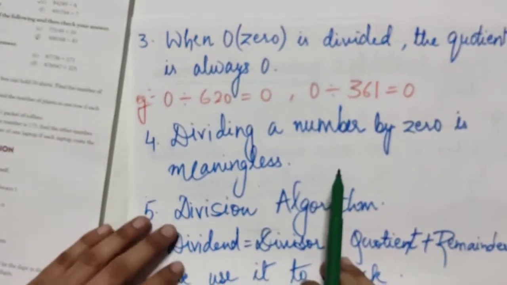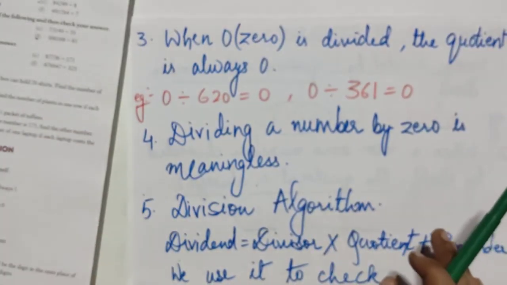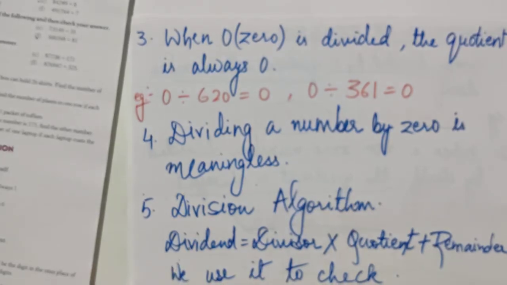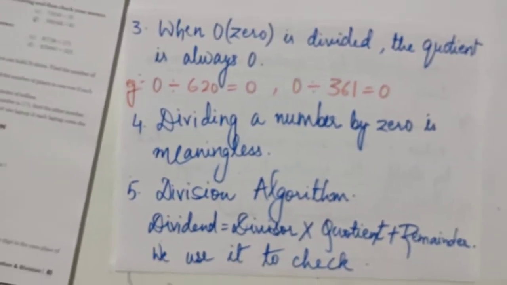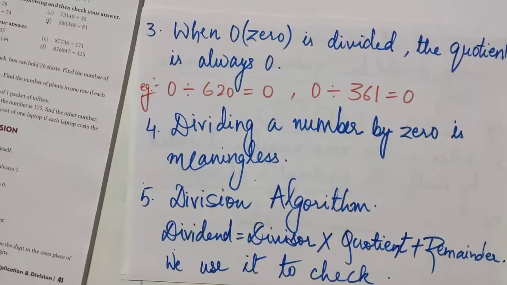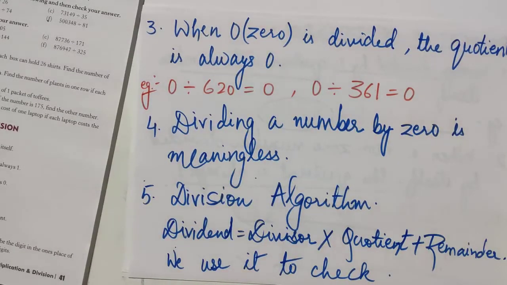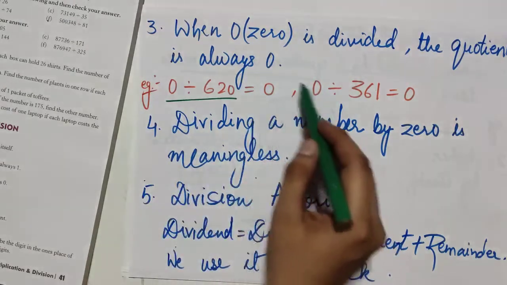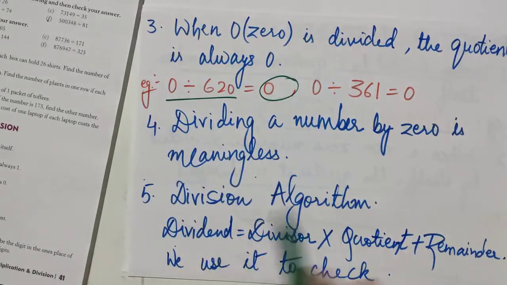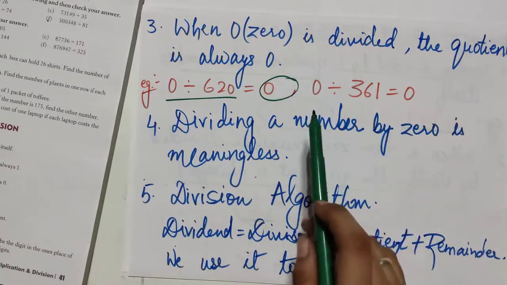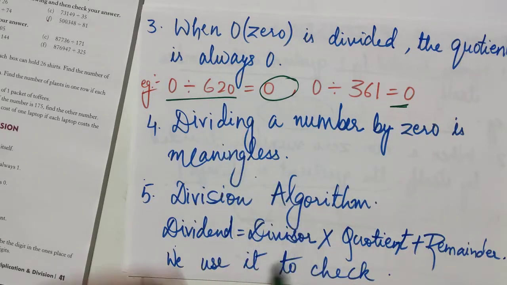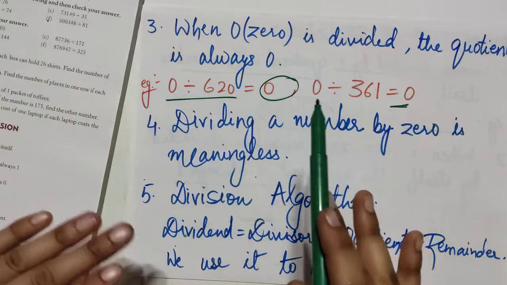When 0 is divided by any number, the quotient is always 0. For example, 0 divided by 620 is always 0. This was when 0 is divided by a number.